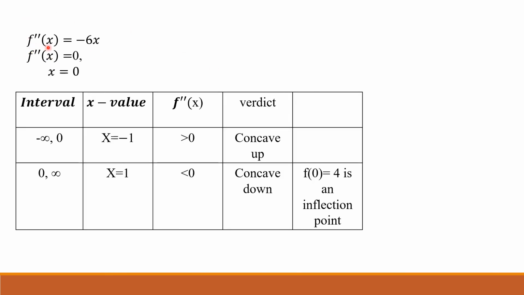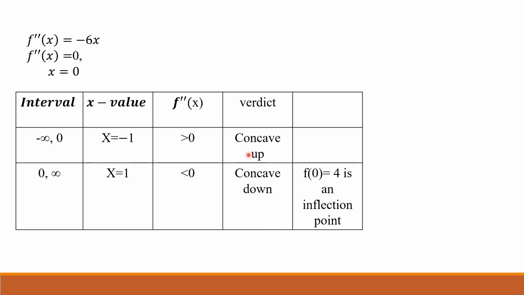Now I'm getting to the second derivative. I solve the second derivative to be negative 6x. I set it equal to 0, so x equals 0. I have one critical point, so I just have two intervals, x less than 0 and x greater than 0. I chose the easiest points, negative 1 and 1, and I substituted in the second derivative equation, which is minus 6x. So this will be equal to 6, greater than 0, so concave up. This will be negative 6, so less than 0, concave down.